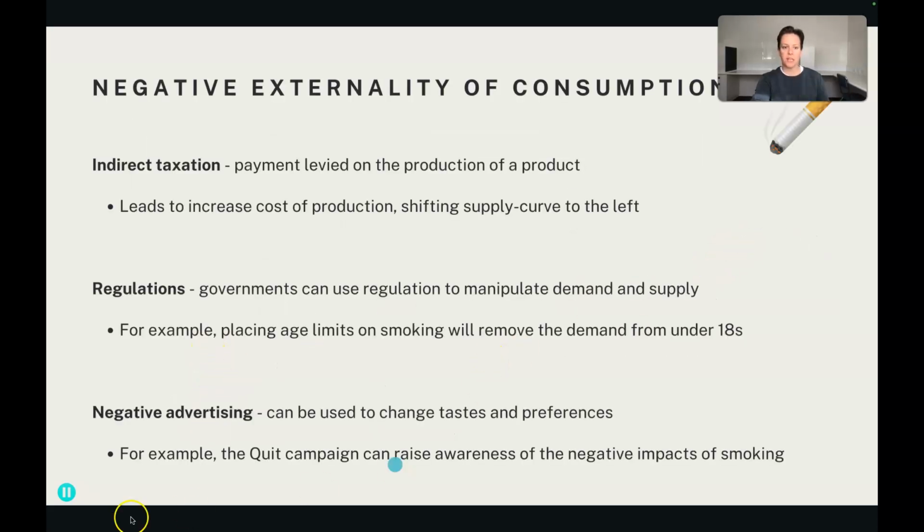And then the final one listed here is negative advertising. In Australia, if you think of something like the Quit campaign, all the advertising material that you've been exposed to over your life to warn you of the dangers of smoking, that's all designed to reduce your tastes and preferences towards smoking, such that it also supports a decrease in demand and has a very similar outcome to the regulations we just spoke about.